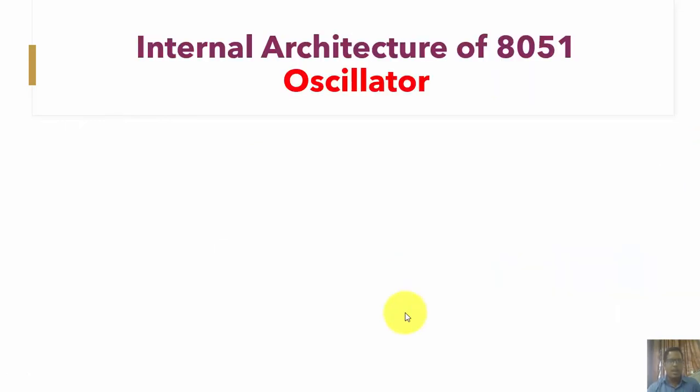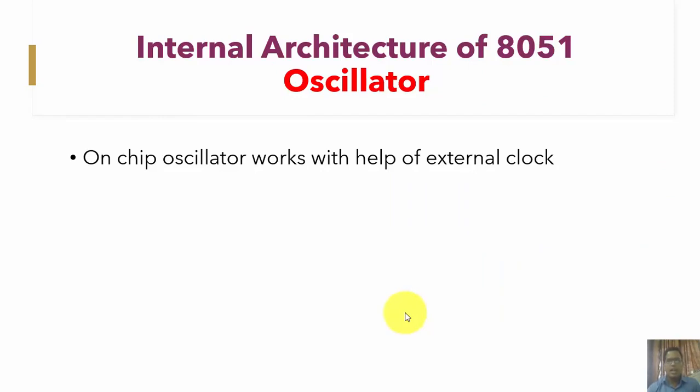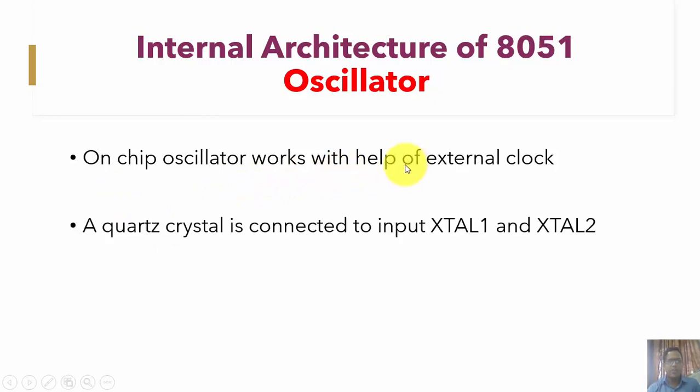The last and most important component associated with the 8051 microcontroller is the oscillator. In order to satisfy the internal clock requirement, this 8051 microcontroller consists of one on-chip oscillator which works with the help of an external clock, and a quartz crystal is connected between pins XTAL1 and XTAL2. Most widely, an 11.0592 MHz crystal is used in order to fulfill this clock requirement of the 8051 microcontroller. So in this way, these are the microcontroller's internal blocks.